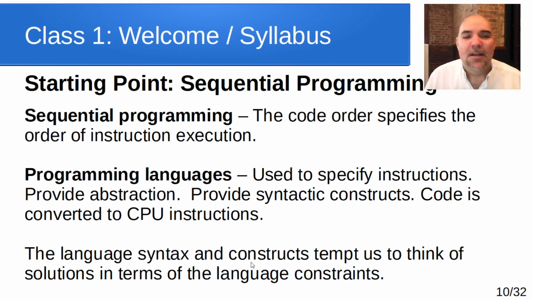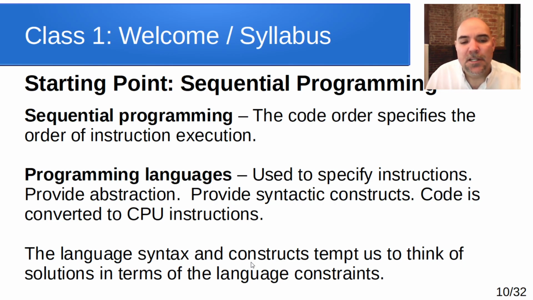All right, anyway, the starting point for what we're doing here is sequential programming. That means the code order specifies the instruction order. And programming languages, the ones you're probably used to dealing with, like C or C++ or Java or Python or Ruby, in those programming languages, the language itself is used to specify instructions or commands and provide abstraction. It also provides syntactic constructs like for loops or while loops or assignments or if statements. But at the end of the day, the code gets converted into CPU instructions that get carried out.